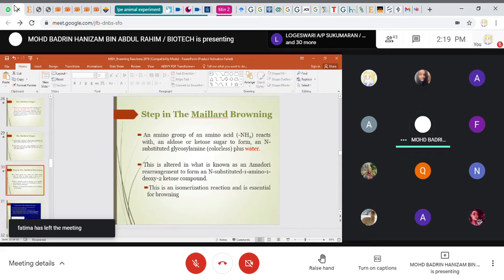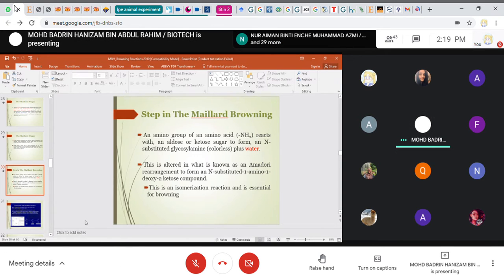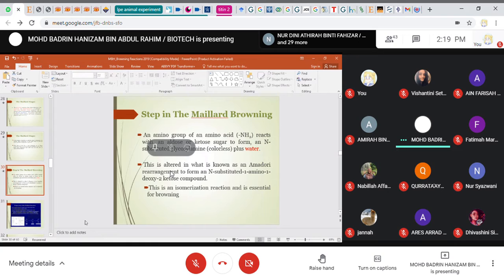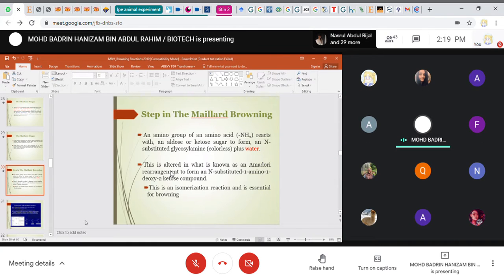All right. So an amino group of an amino acid, NH2, reacts with an aldose. It can react with a keto sugar as well to form an N-substituted glycosylamine, which is a colorless product, plus sugar, plus water. This is then altered in what is known as an amino rearrangement to form an N-substituted 1-amino-1-deoxy-2-ketose compound. This is the long name of the amino product. So this is an isomerization reaction and is essential for browning.